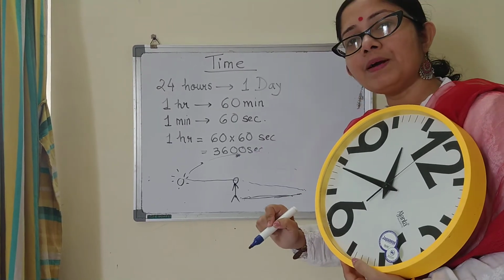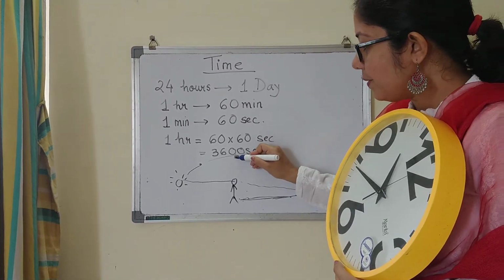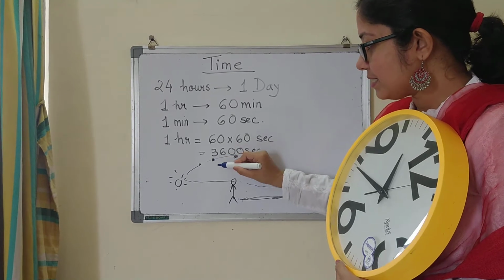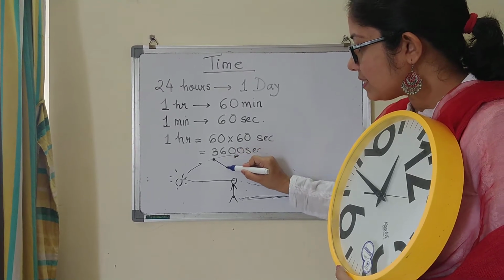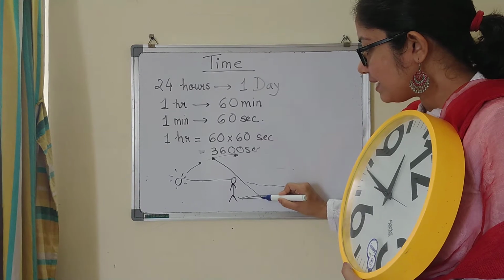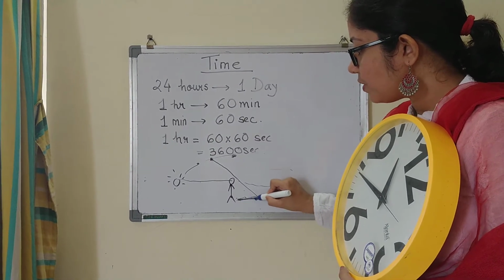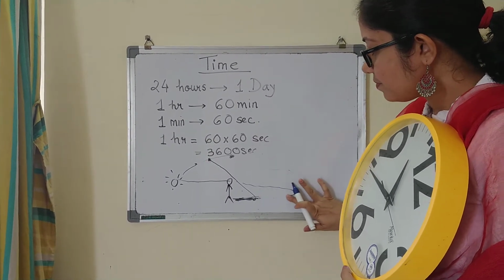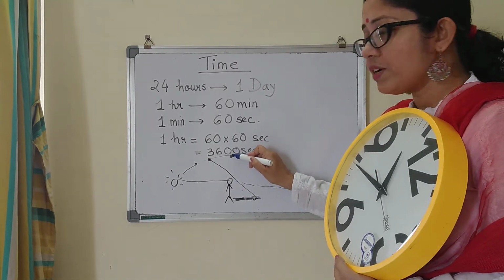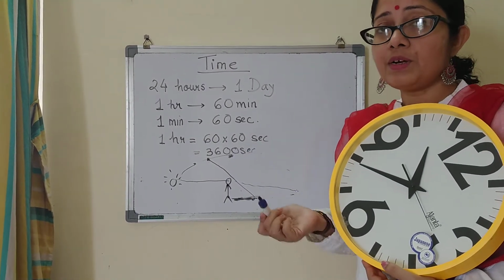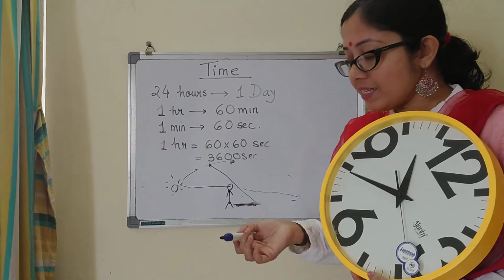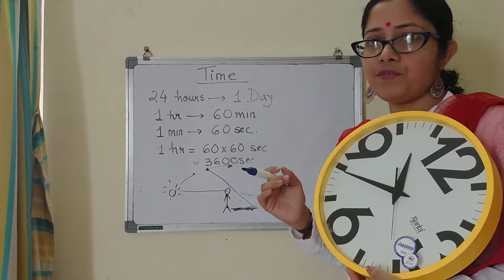Then how will my shadow be? Now suppose the sun is over here, let us say. Now what angle is it making? Like this. So now my shadow will be this much. Okay, and when it is overhead at noon, you kindly observe that your shadow will be very, very short.